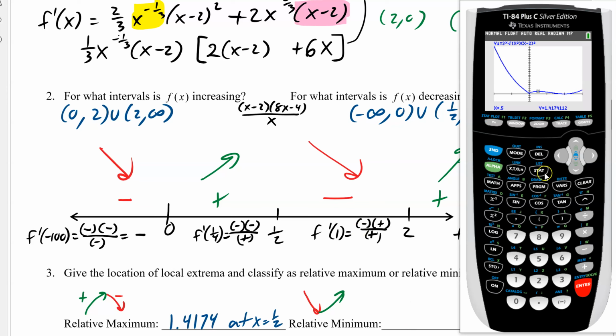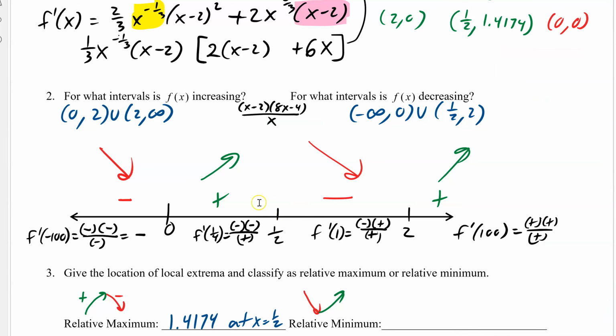Any more positives to negatives? No. And you can even look at your graph. You can see it comes down. That's a minimum. That's a maximum. And that's a minimum. So we're getting 2 mins and 1 max.